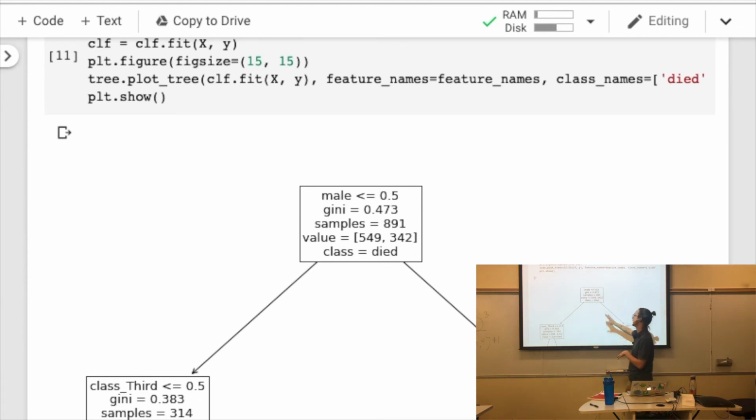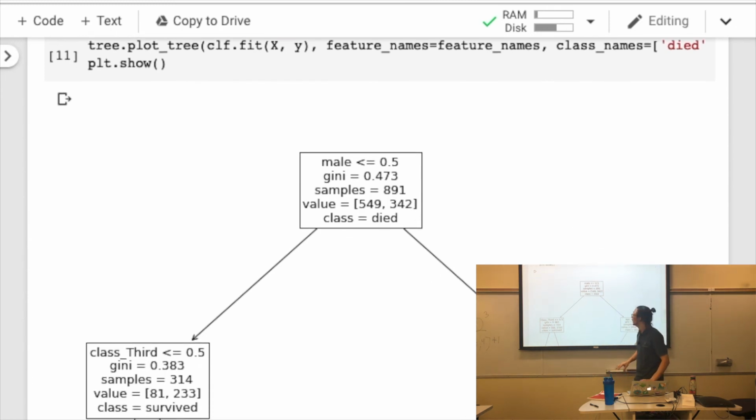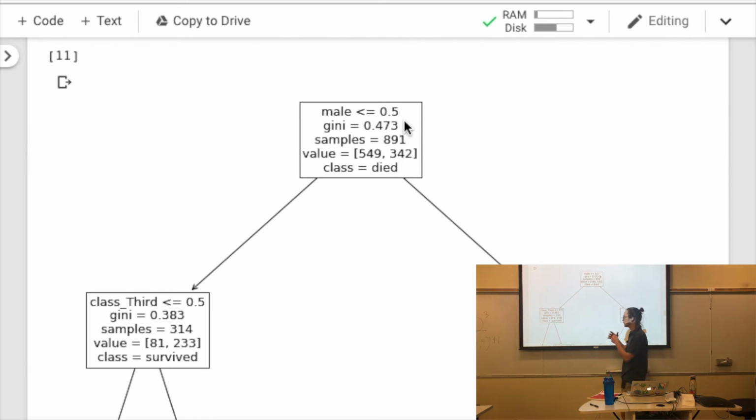But if we ask, well, were they male or female, then we can get better classifications. So being less than 0.5 means female, so over here. Now we can see that there's a lot more people who survived, a lot of females survived. And if we had to ask this box, did the females survive or die, it would say, well, overall they survived. And you can see the Gini index. But we could continue to classify. So I can ask a few more questions.